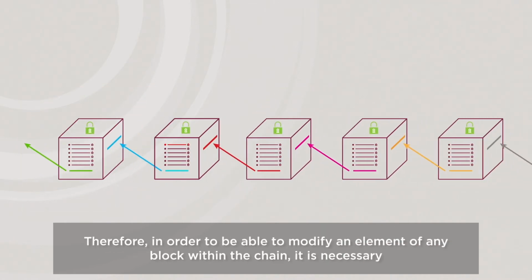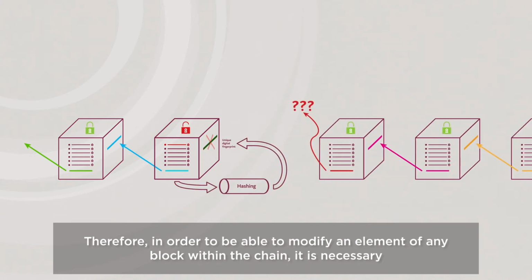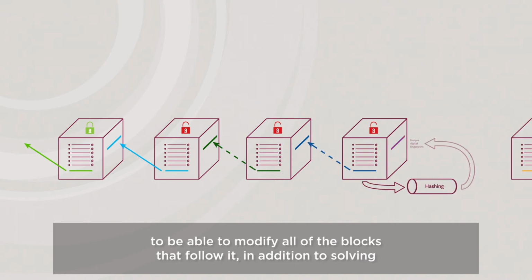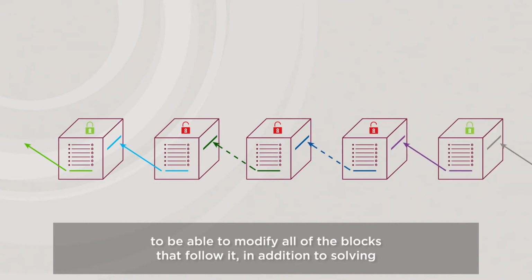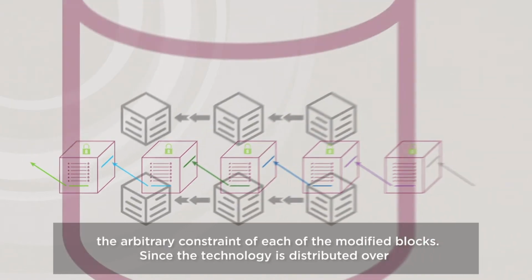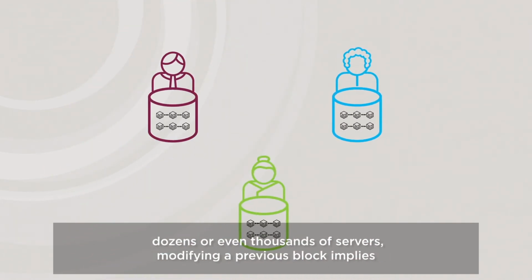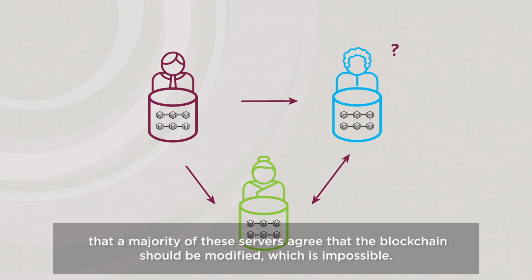Therefore, in order to be able to modify an element of any block within the chain, it is necessary to be able to modify all of the blocks that follow it, in addition to solving the arbitrary constraint of each of the modified blocks. Since the technology is distributed over dozens or even thousands of servers or computers, modifying a previous block implies that a majority of these servers agree that the blockchain should be modified, which is impossible.